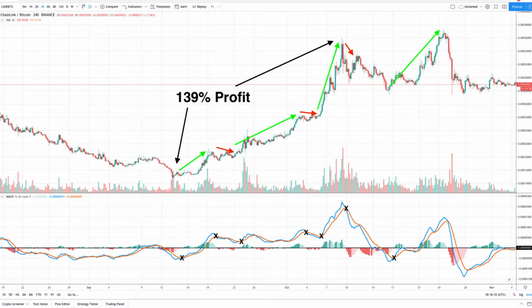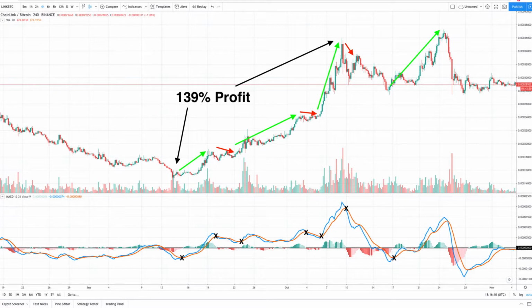We see on the earlier part of the chart, if we look towards the left-hand side, we don't have awfully great buy and sell signals. The chart seems to be moving quite sideways. But, to be fair, the MACD didn't do too badly on this chart, 139% profit.